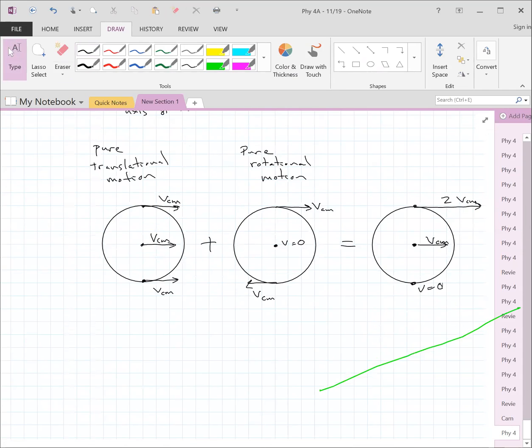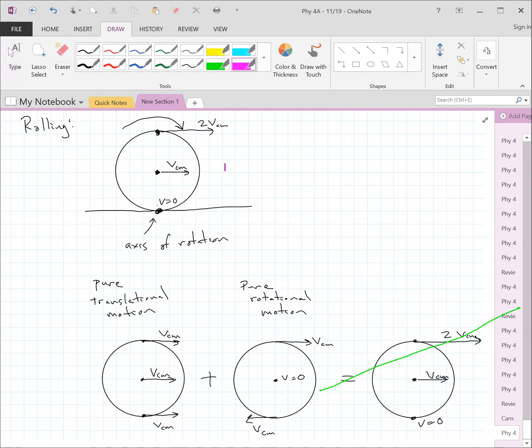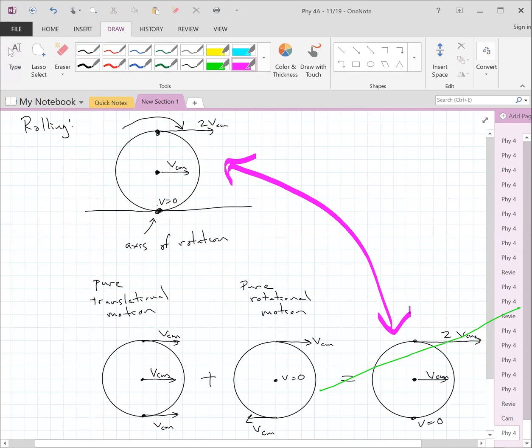So what does this look like over here? Let's back up. It looks like something that's rolling. We took pure translational motion and pure rotational motion. So those are two things that are relatively easy to deal with. Something that's moving without rotating and something that's rotating without moving. And we say if we combine them, we get something that's kind of difficult to deal with. We get something that's rolling.